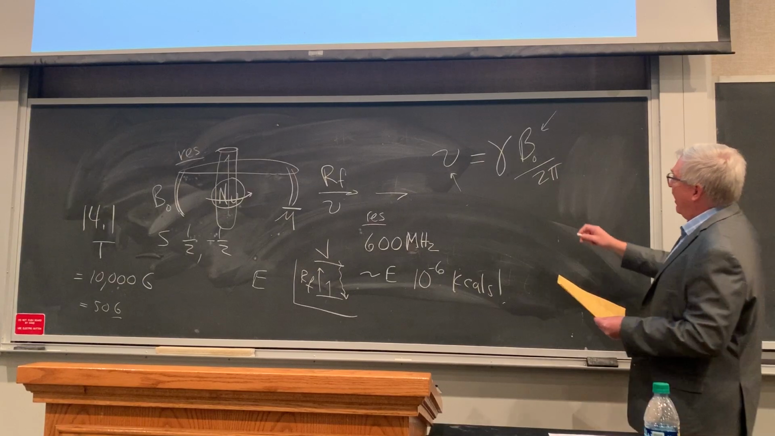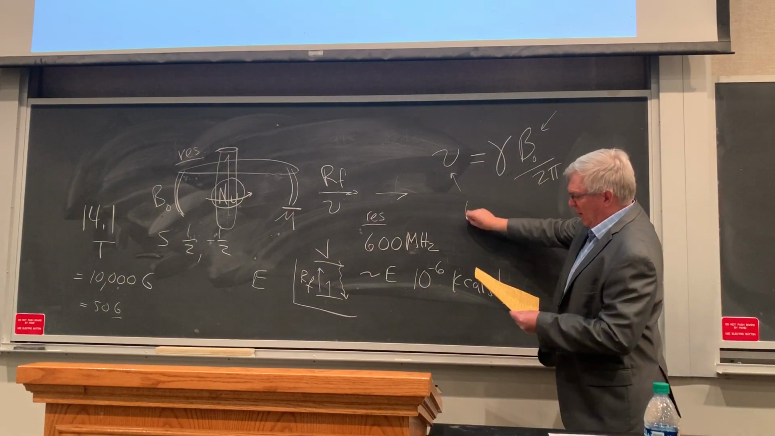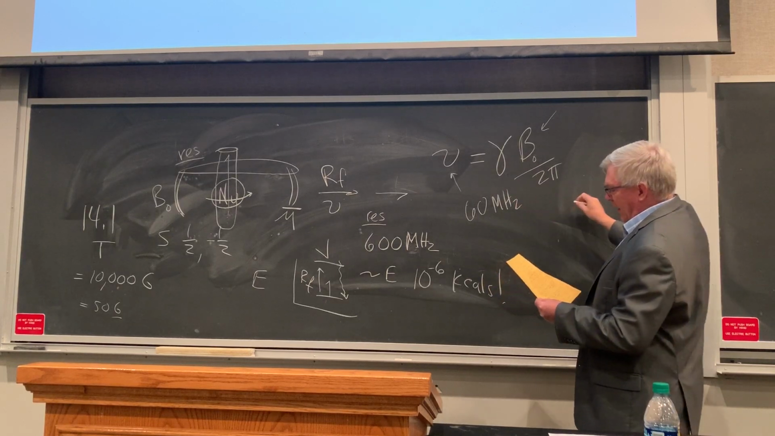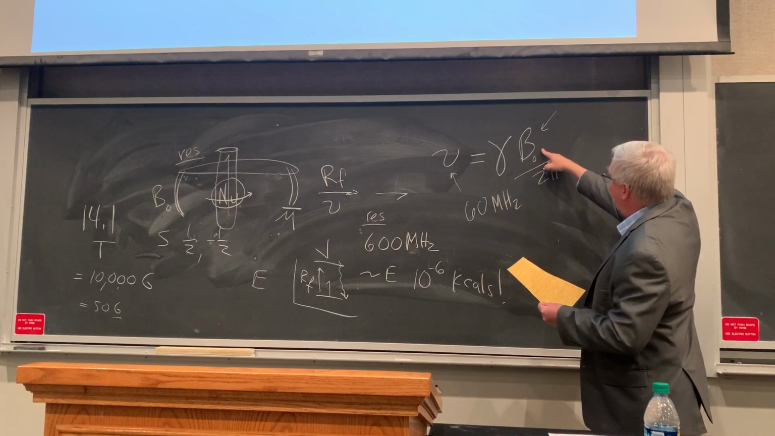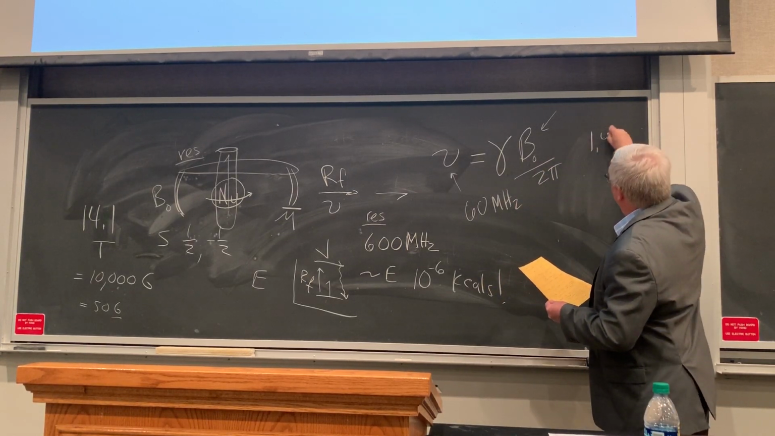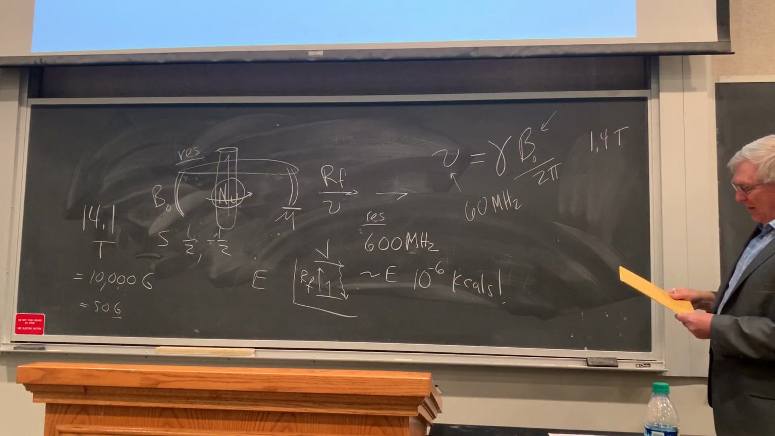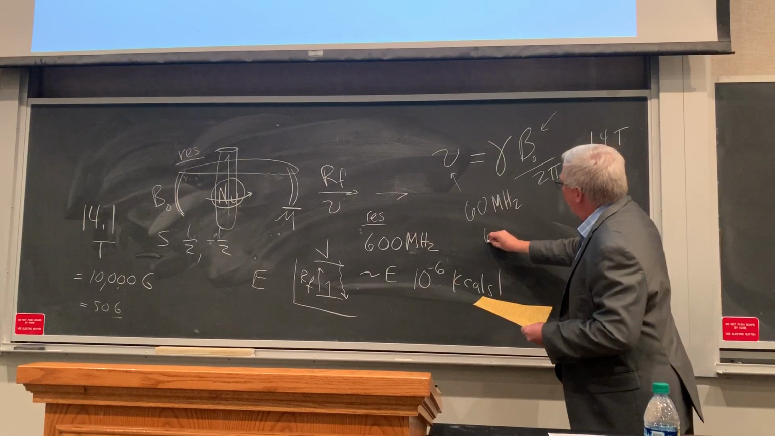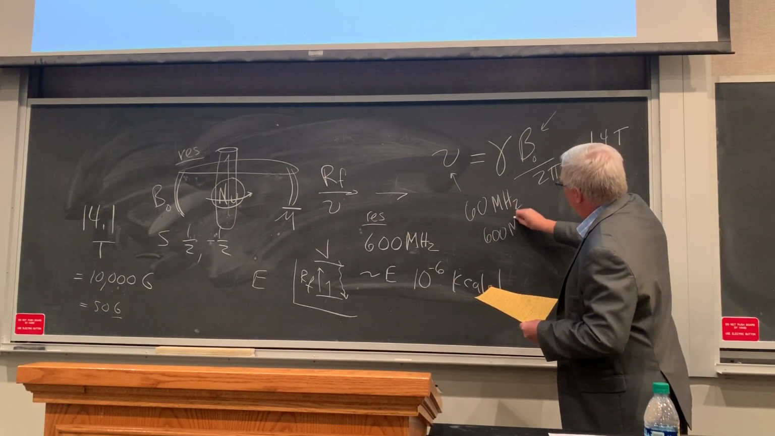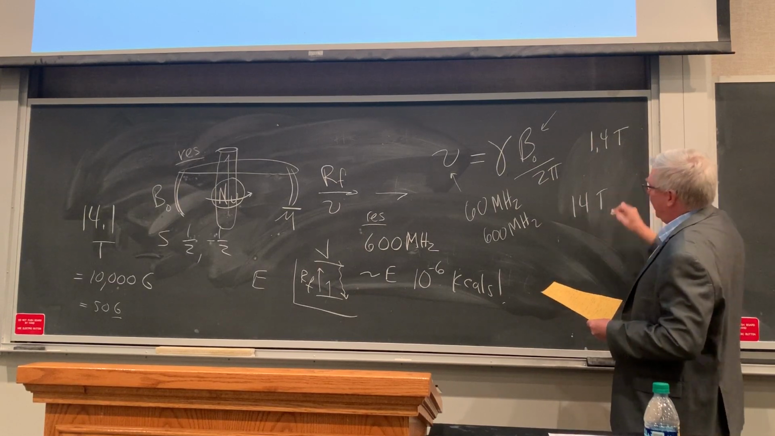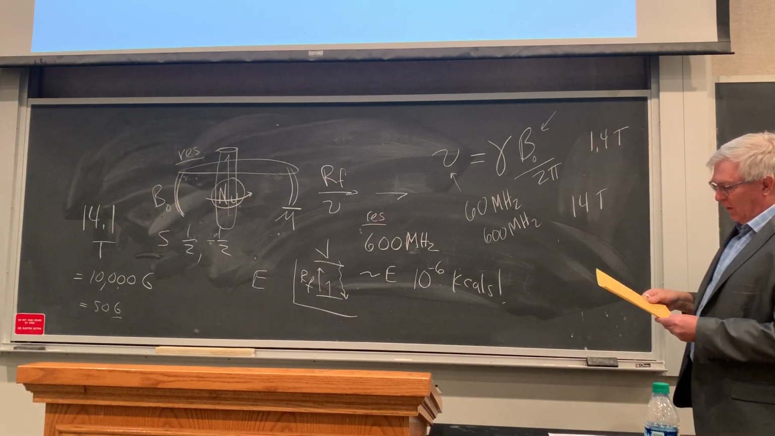So in the old days, the frequency here was about 60 megahertz, and the strength of the magnet for that was about 1.4 Tesla. Okay? That's a lot of Gauss, very strong. Nowadays, 600 megahertz is typical, and that corresponds to a magnet of 14 Tesla, you can see there.